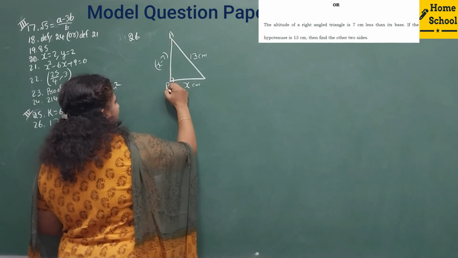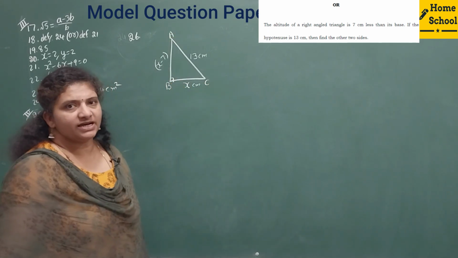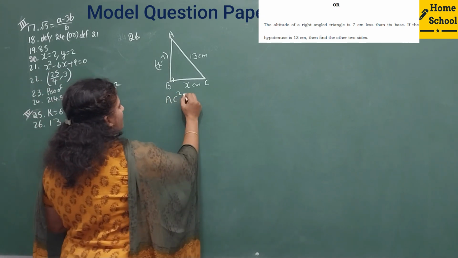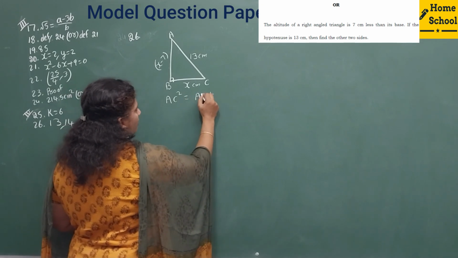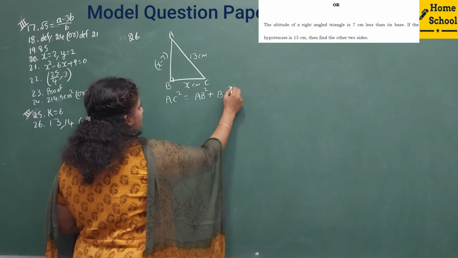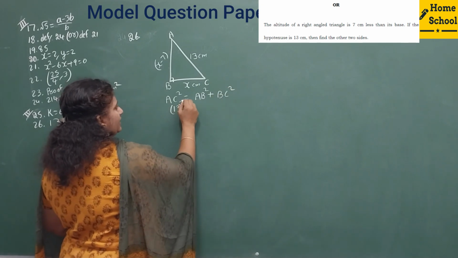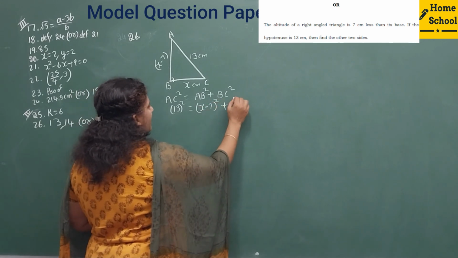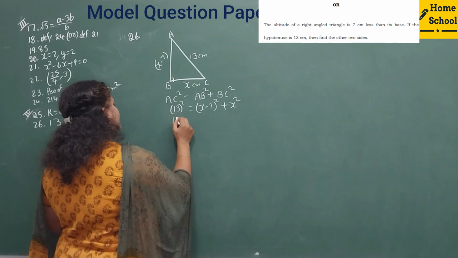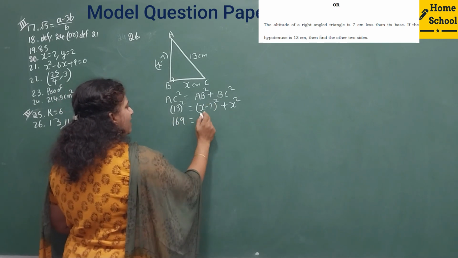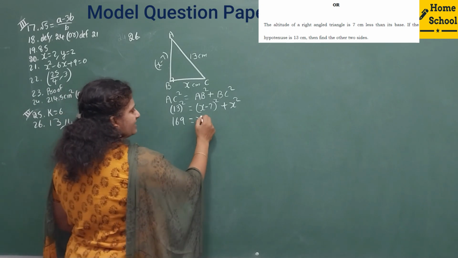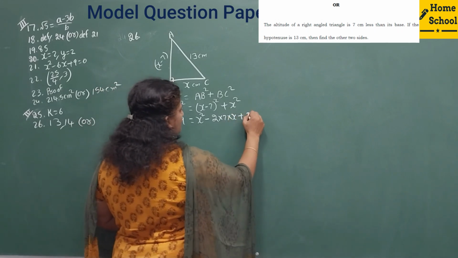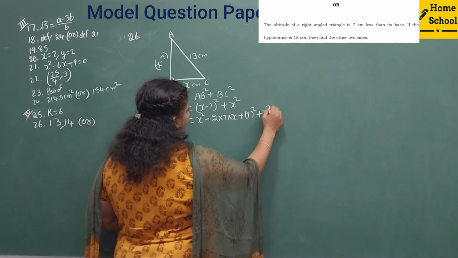Let the right triangle be ABC. Find the other two sides is your question. Apply Pythagoras theorem, that is hypotenuse square is equal to sum of the square of the other two sides. AC value is 13, 13 whole square, equals AB, x minus 7 whole square, plus BC, x square. 13 13s are 169. A minus B whole square formula: A square minus 2AB plus B square, plus x square.